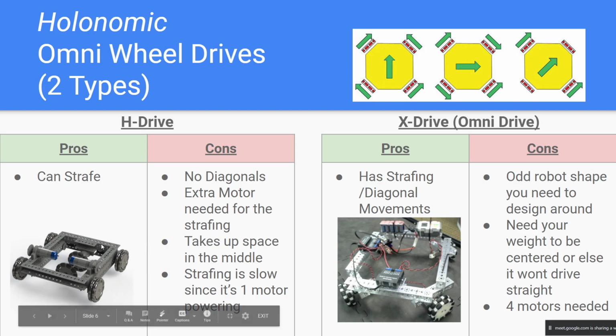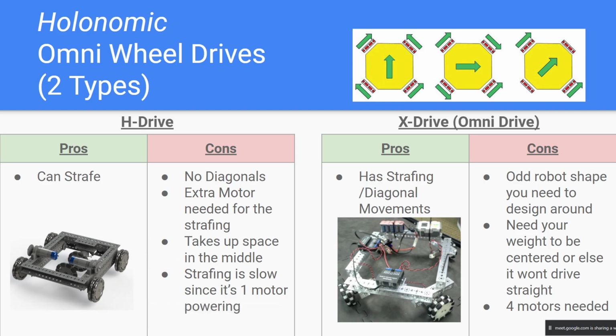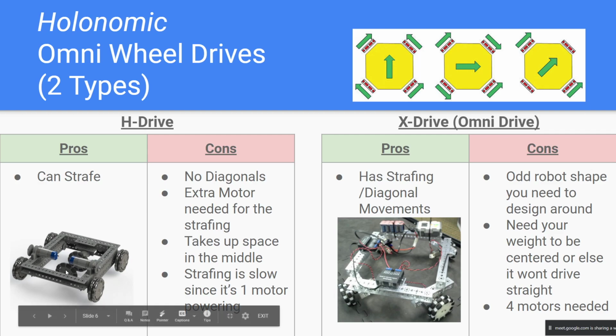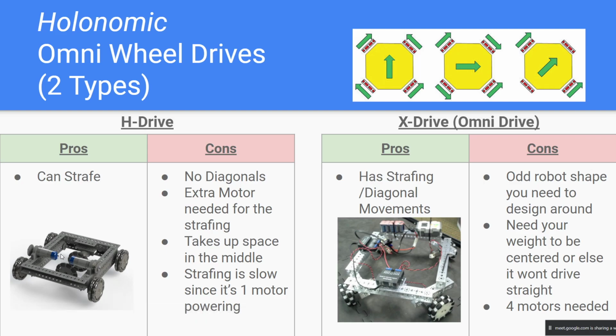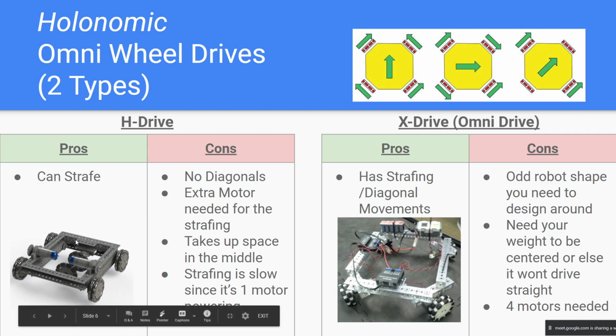So the cons with this one is you can't move diagonally. All you can do is move left and right, forward, backwards, which is fine. Diagonal movements aren't really something you need to do, so that's fine, I guess. However, you need to use an extra motor for this center thing, so that might be an issue. It takes up a 5th motor. In this picture, they're using 2 motors for the drivetrain, but ideally you would still want to use 4 to get as much power as possible. So yeah, usually you're taking up an extra motor with this drivetrain.